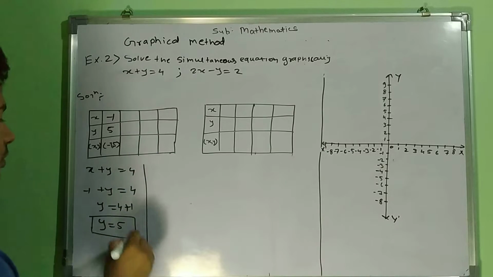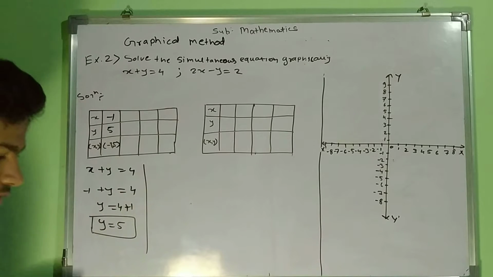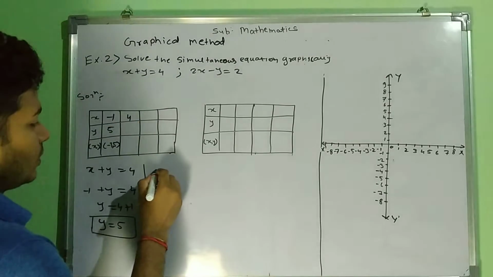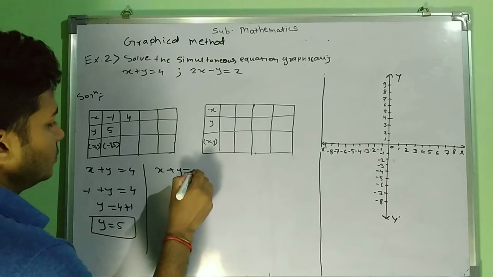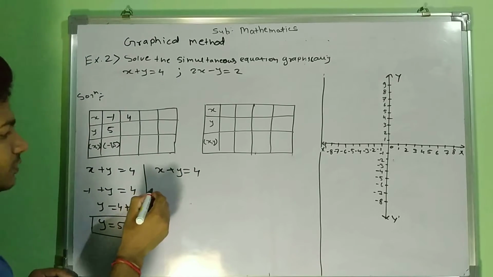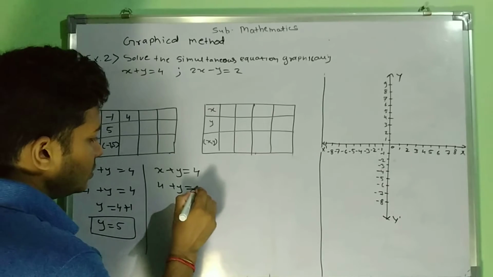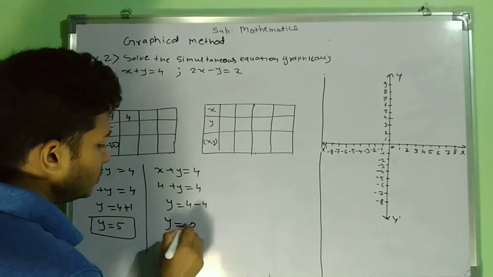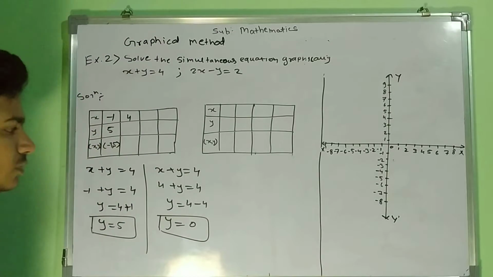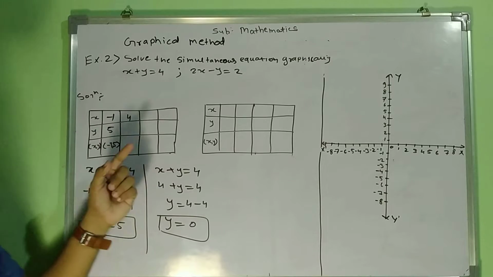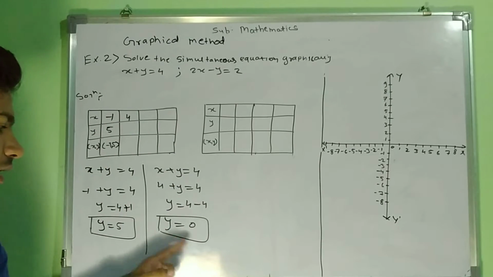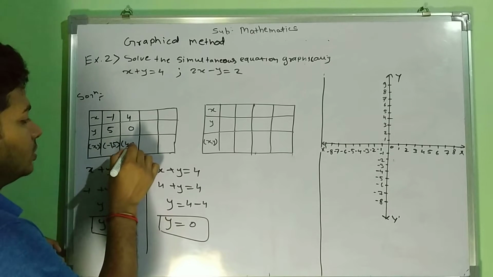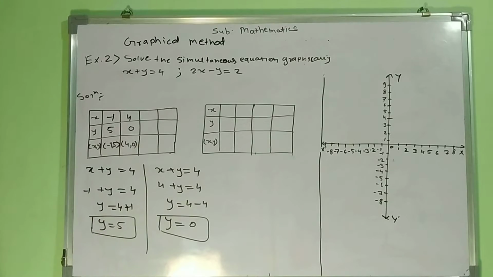Now we have to find another value. Now we will take the value of x as 4, that we are writing over here. So our equation is x plus y equal to 4. Now substitute the value of x as 4: 4 plus y equal to 4. So y will be equal to 4 minus 4, so y will be equal to 0. So whenever we take the value of x as 4, we are getting the value of y as 0. So our ordered pair will be 4 comma 0. This is our second ordered pair.